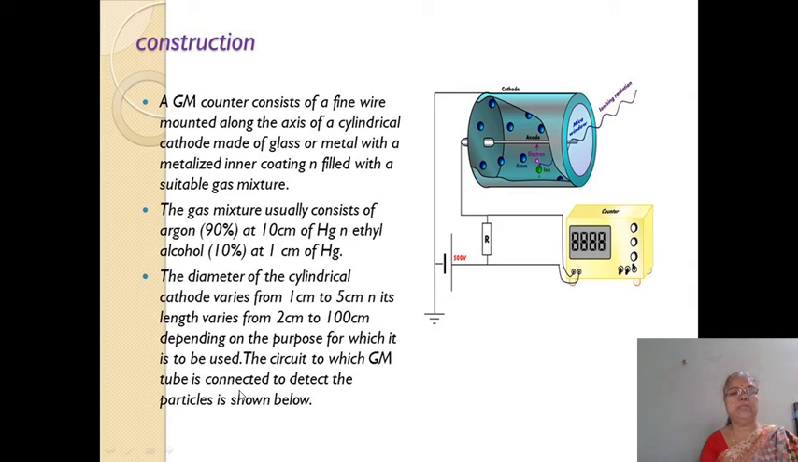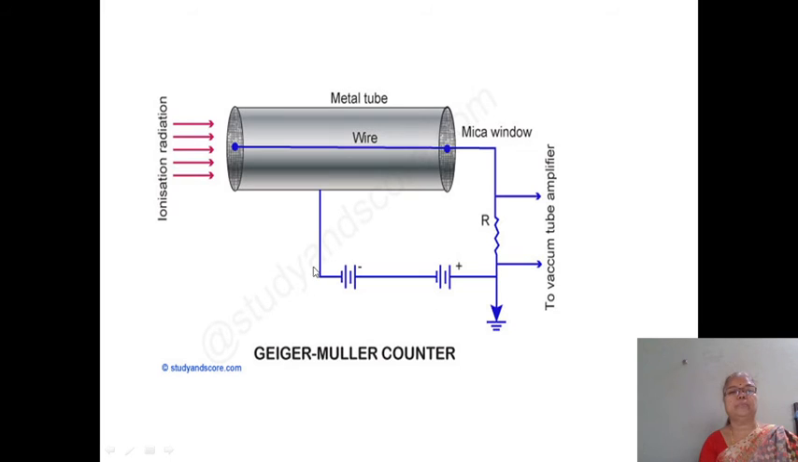The circuit to which the G.M. counter tube is connected to detect the particles is shown below. Here again is a schematic representation. This is a metal cylinder. This one is a tungsten wire, which acts as an anode. Then here is a mica window, and the ionizing radiations pass through the mica window, enter into the metal cylinder, and the ionization of gas takes place.